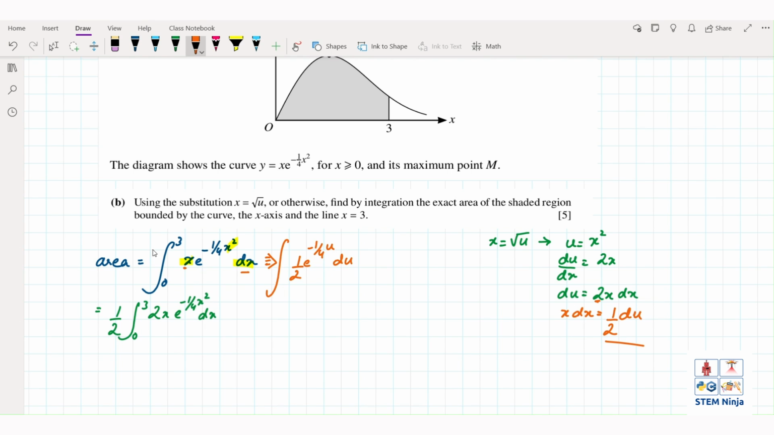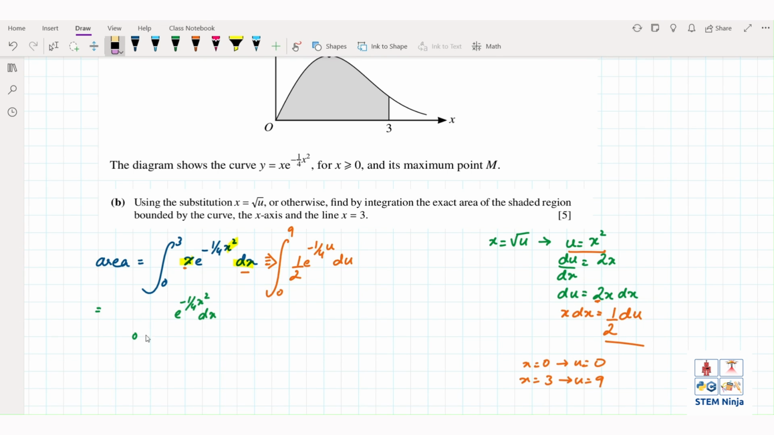What's left are the limits. So we just have to figure out the limits. So u is equal to x squared. So when x is equal to 0, u will be equal to 0. And when x is equal to 3, u will be equal to 9. So 0 to 9. Right? Okay. Now we just need to solve this.